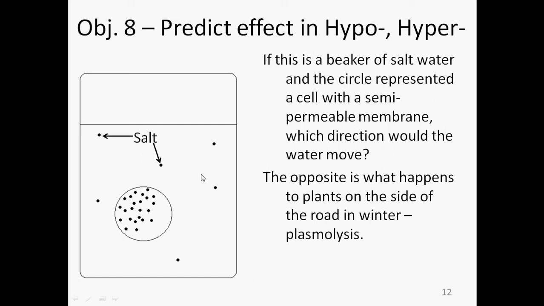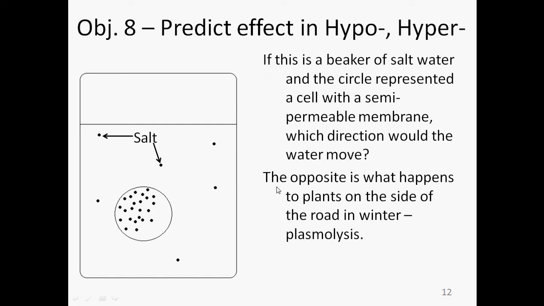Water outside is going to move in because there's a higher concentration of water outside. This is the opposite to the example I just showed you. So in this case, water is going to go into the cell. Okay, so water is going from the beaker into the cell because there is more solute, or more importantly, less water, less concentration of water.